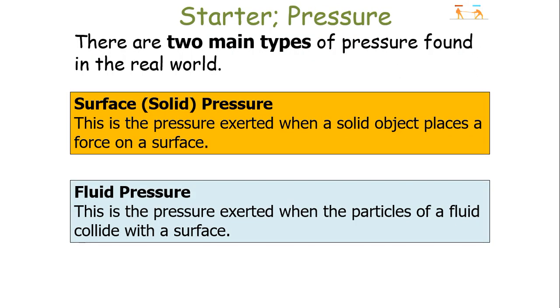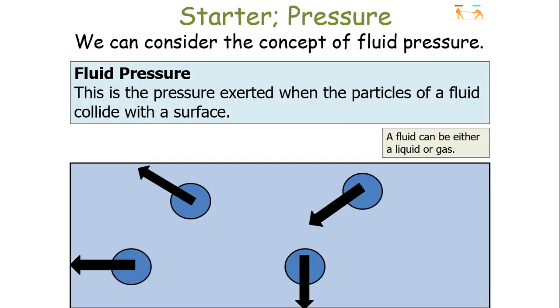So there are two main types of pressure found in the real world. We've got surface or solid pressure, which is the pressure exerted when a solid object places a force upon a surface, and fluid pressure, which is the pressure exerted when the particles of a fluid collide with the surface. In this particular module, we're going to focus on fluid pressure.